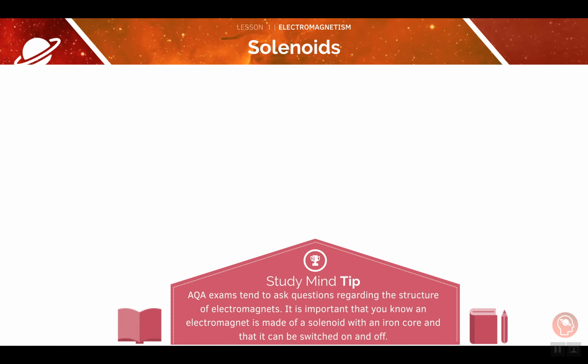AQA exam questions tend to ask about the structure of electromagnets. It is important that you know an electromagnet is made of a solenoid with an iron core, and that you can switch it on or off.